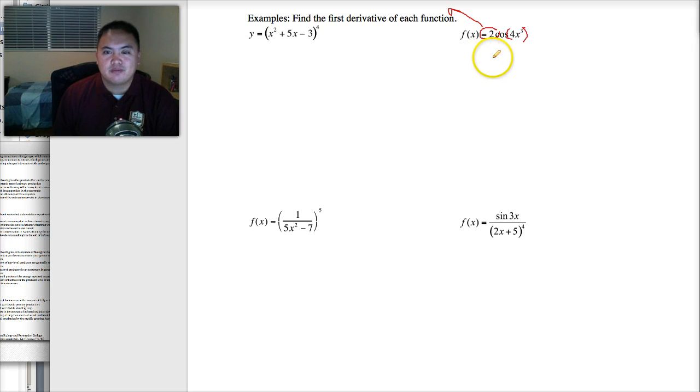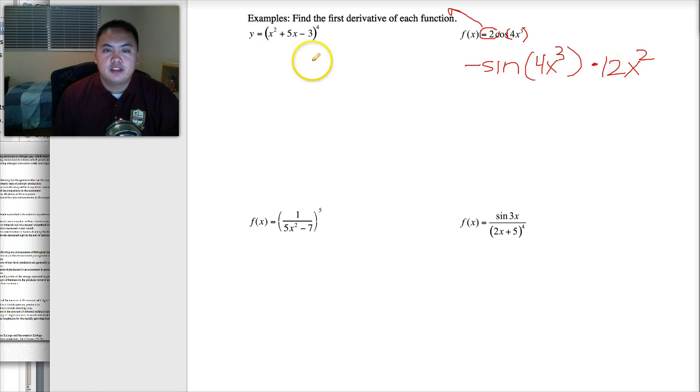So let's apply the chain rule. The outside function is cosine, so its derivative is negative sine, and I'll leave the inside parentheses alone. I just took the derivative of the outside function. I then multiply by the derivative of the inside function. My inside function is 4x to the third, so its derivative is 12x squared.